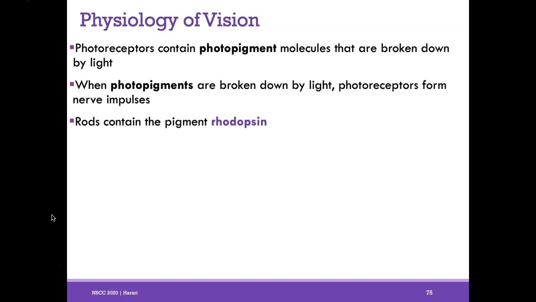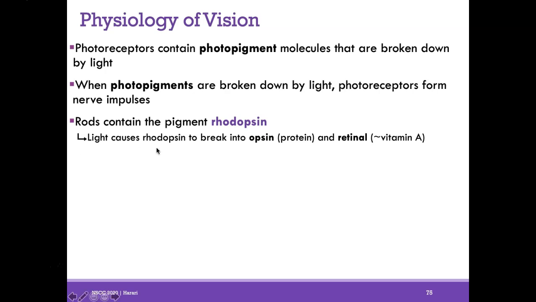The rods have a pigment called rhodopsin. And when a rod is activated by light, rhodopsin is broken into an opsin protein and a molecule called retinal, which looks a lot like vitamin A. That's why vitamin A is important for your vision, they say. So light causes this photochemical reaction. It causes rhodopsin to be broken into opsin and retinal. And when opsin is activated, opsin can activate enzymes to form a nerve impulse.